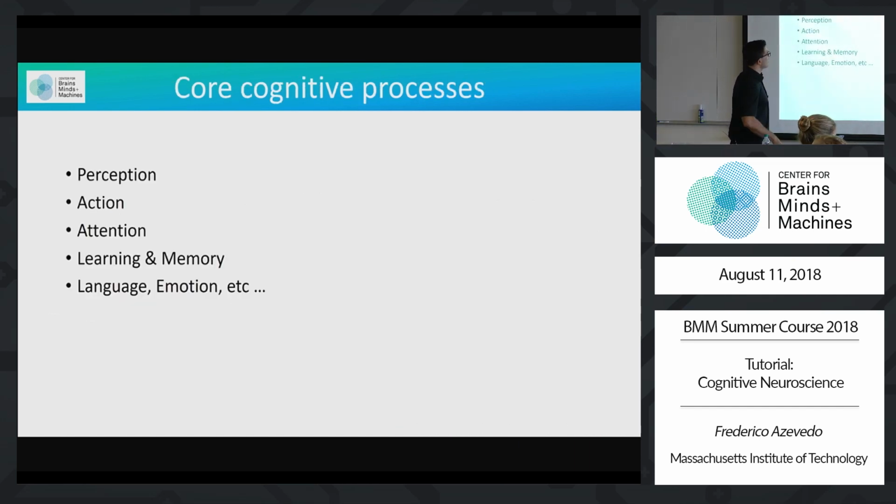Now, talking a little bit about the core cognitive processes, I'm going to be very brief when talking about perception, action, attention, and learning and memory. And there are also other topics that I'm not going to talk about but are as important as the other ones, like language and emotion.